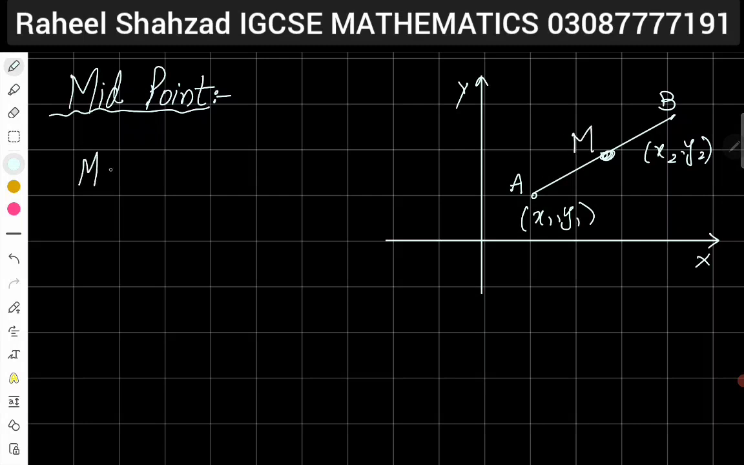So formula for midpoint is m. We add x1 plus x2 divided by 2, and similarly y1 plus y2 divided by 2, right? That is how we find midpoint of 2 points.